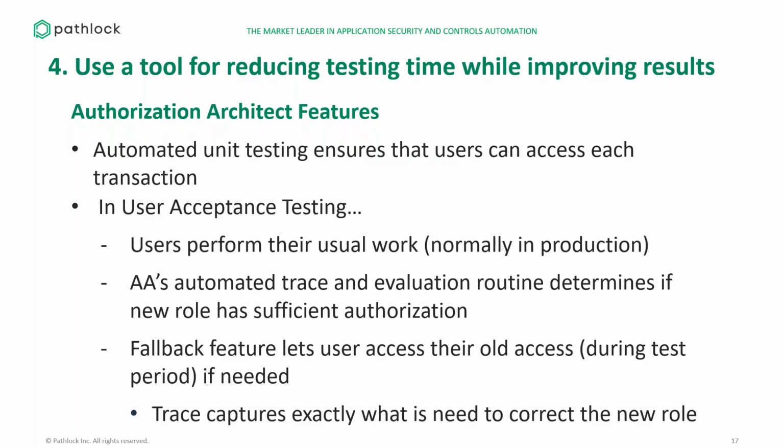A fourth method we discussed was reducing testing time. So AA's got a couple features. One, it automates unit testing, which is just making sure that a user with this new role will be able to actually successfully open the transaction. Because as soon as he hits execute on the transaction, SAP is going to look for a number of objects. And if those were not pulled in, he or she will not even be able to get into the transaction. This is going to automate that process.